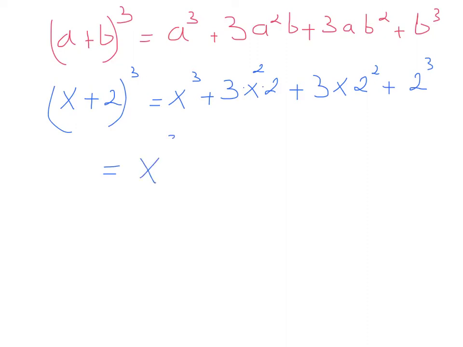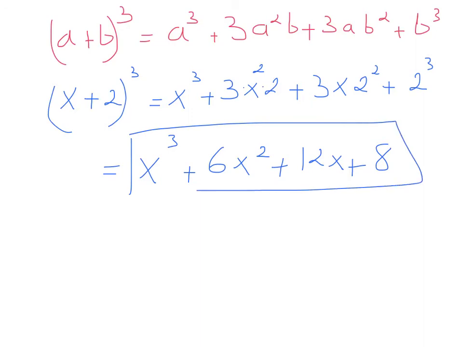Now this is x cubed plus 3 times 2 is 6, x squared, and 3 times 4, 2 squared is 4, 3 times 4 is 12, x plus 8. And that's the final answer. Right? Well, the same thing with minus. If we have minus here, a minus b cubed, it will be a cubed minus 3a squared b plus 3ab squared, and minus b cubed.